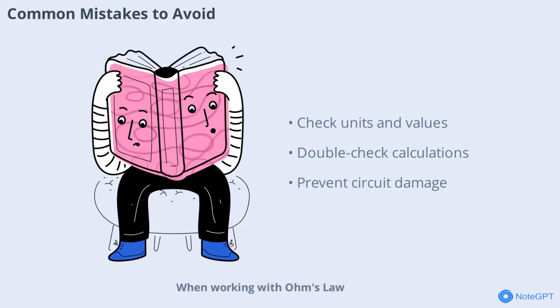In working with Ohm's law, it's easy to make mistakes like mixing up units or forgetting to convert values. Always double-check your calculations, use the correct units, and make sure your measurements are accurate. Avoiding these common errors will help you get reliable results and prevent damage to circuits or devices.